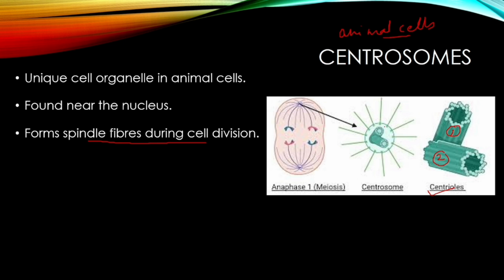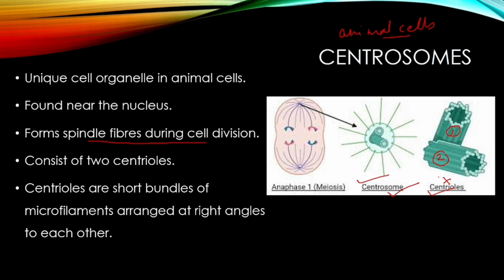It is not an organelle. They are together called an organelle. So if you write centrioles, you do not get marks for the organelle. If a question is write a unique organelle present in the animal cell, you have to write centrosome, not centriole. It contains two centrioles. Centrioles are the short bundles of microfilaments arranged at right angles to each other.